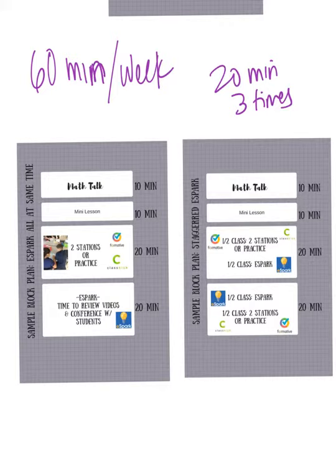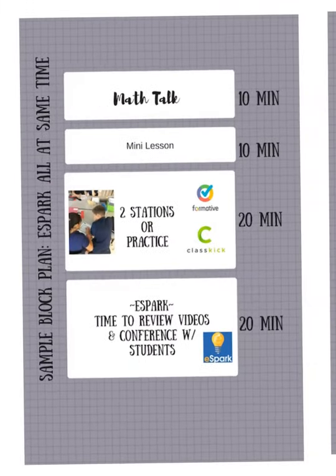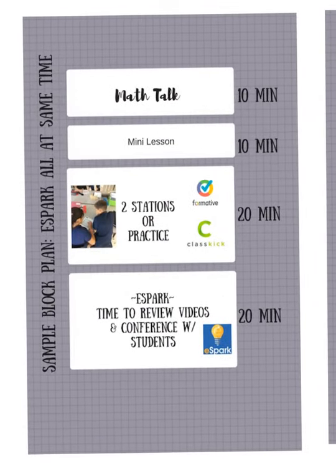But if you need to work it into your math block, and there's going to be a few days that you are going to need to do that, I have a couple of structure ideas for that. So I'm going to focus on one at a time here. So this first one is you would start with a math talk, and then you would maybe do the mini lesson. Then you would choose, do I want to do 2 stations, or maybe I want to have students practice. And if you're going to have students practice, I really like using something like Formative or Class Kick to give that practice to students. But you're going to give about 20 minutes of time to do something like that.